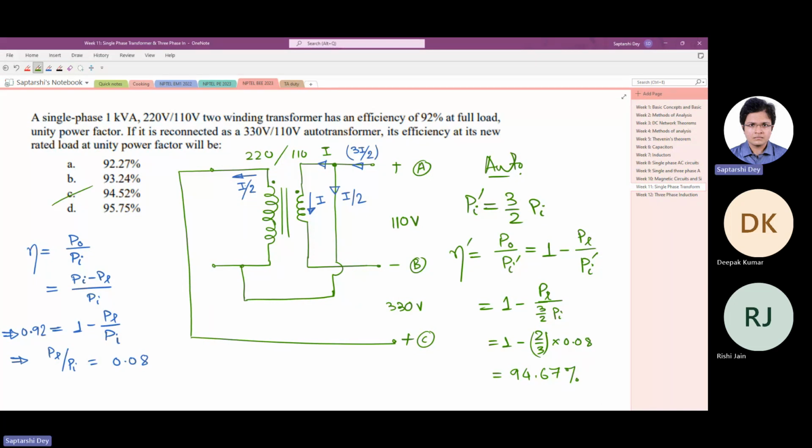So the funda in this question is the loss does not change and the input is now 50% more. So for the same loss, input has increased. So definitely the output also increased, energy conservation. So output by input increases because the loss is same, and the efficiency increases. Is it clear?